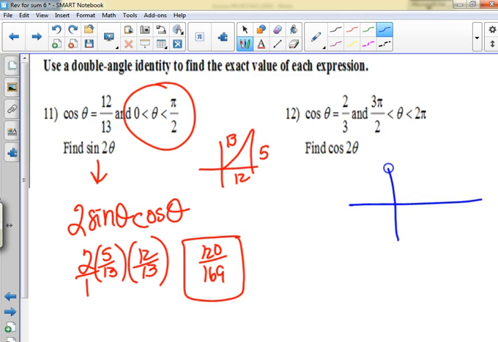This one is quadrant 4, so I've got to watch my sign closely. If this is 2 and this is 3, 9 minus 4 is the square root of 5, and it's negative. Which one do you want to use? You know what, guys?